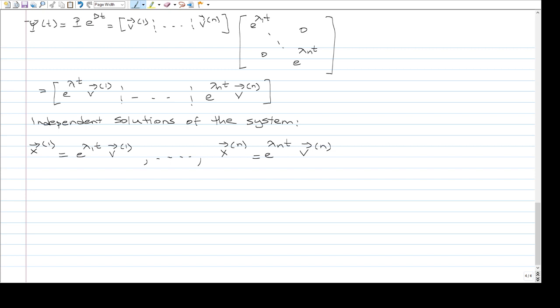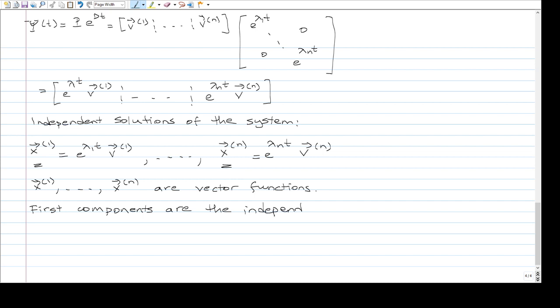Now, to find solutions of the differential equation, remember, we take the first component of the solutions of the system. x1, x2 up to xn, these are vectors. So x1, xn are vector functions. First components, let's say, first component of each vector function are the independent solutions of the original differential equation.